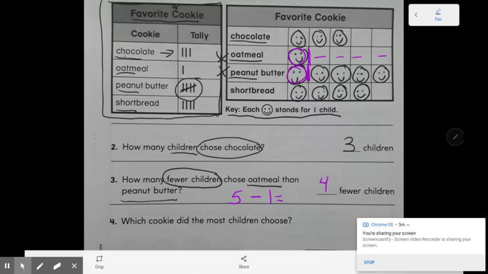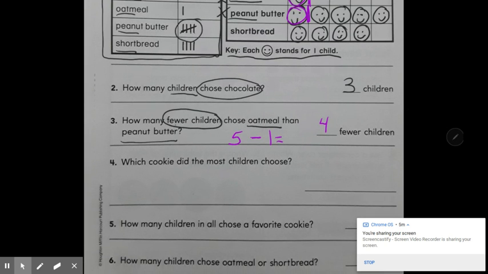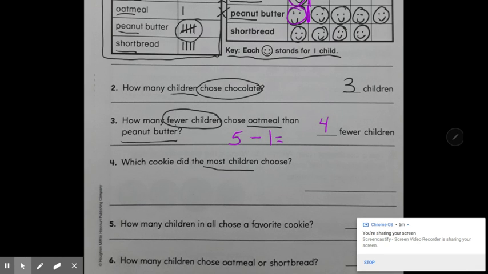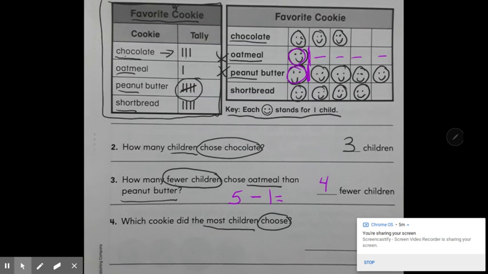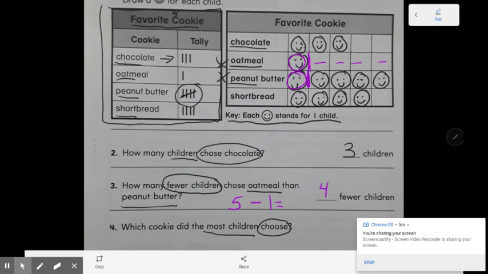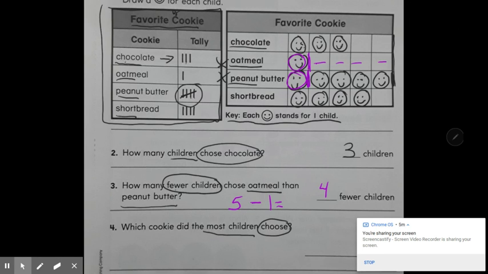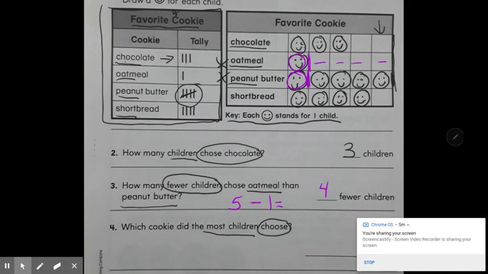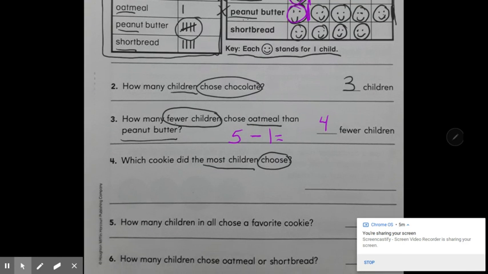Okay. And we're going to go to the next question. Which cookie did most children choose? So when I say most children, we have to look at the category that has the most. As you see, this is the one at the end, and there's only one category right here. This is the one that has the most. So we go to the name and it says peanut butter. So I have to write down the name peanut butter.